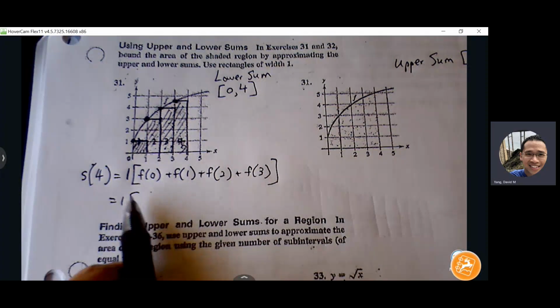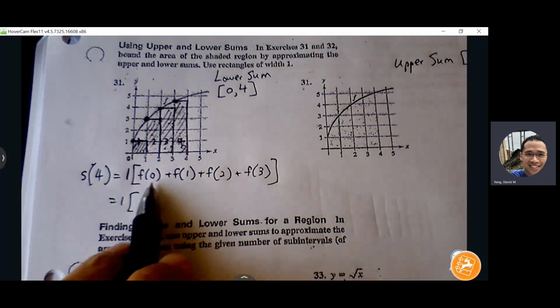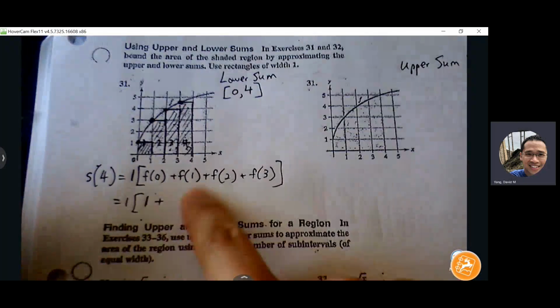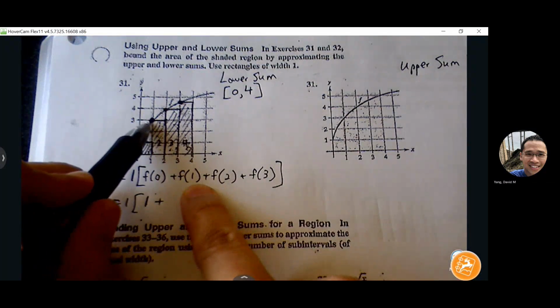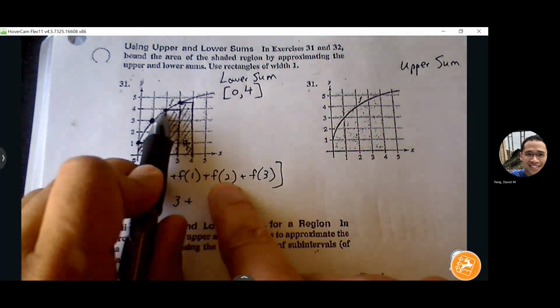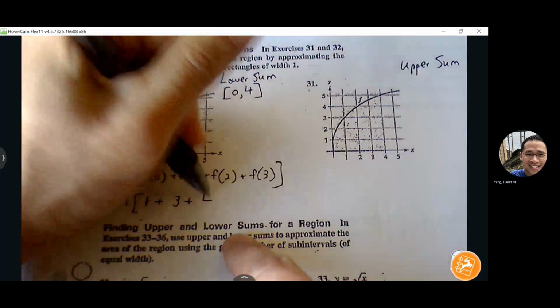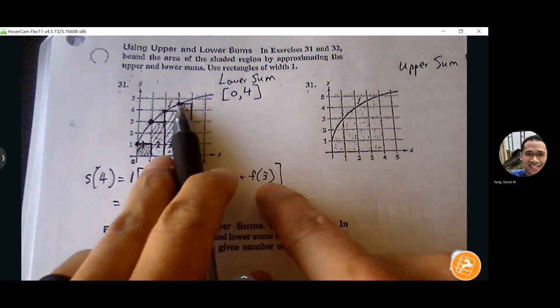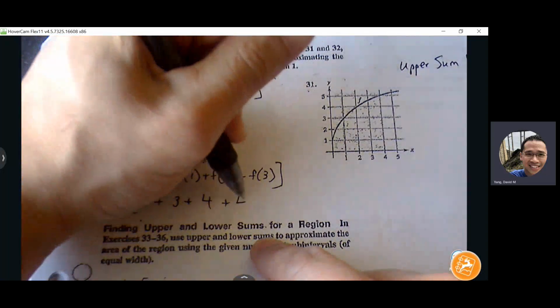Okay, this is easy enough where we can just look at the graph and find the height. What's f of 0? What's that y value? 1. Okay, what's f of 1? 3. What's f of 2? 4. And to the best of our approximation, f of 3 looks like what? 4.5. That's good enough approximation.